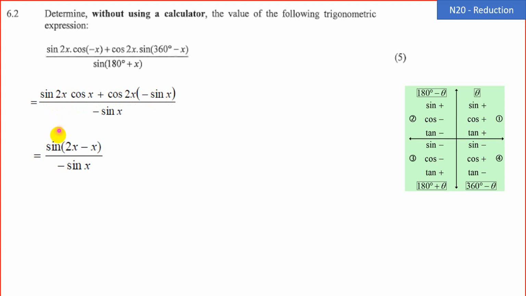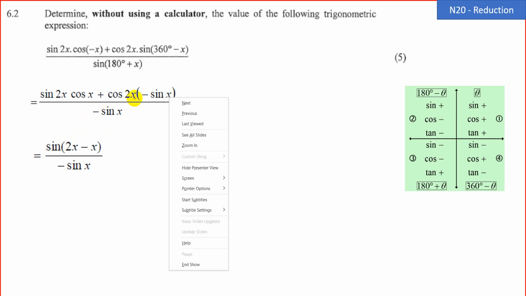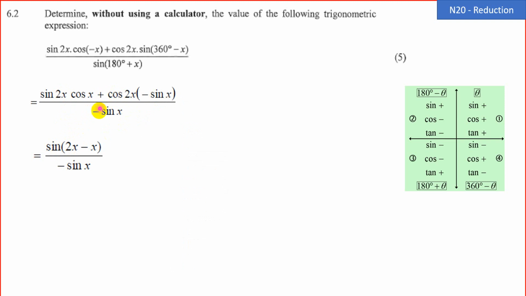So we change that to sine, bring down your first angle, which is 2x, and bring down your second angle, which is x. And remember, a positive times a negative will be negative, so we bring down a negative. So we end up with sine of 2x minus x all over minus sine x. Simplifying that, we get 2x minus x giving you sine x, and sine x divided by sine x is 1. And because of the negative, we will get negative 1.